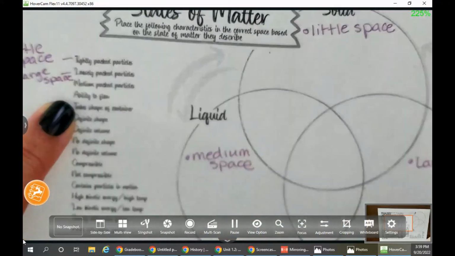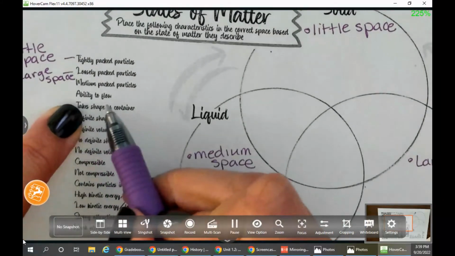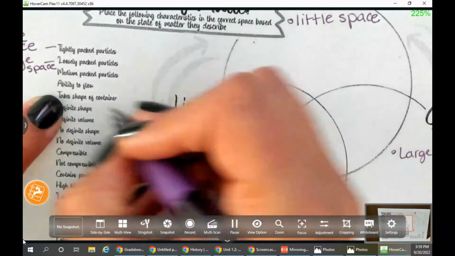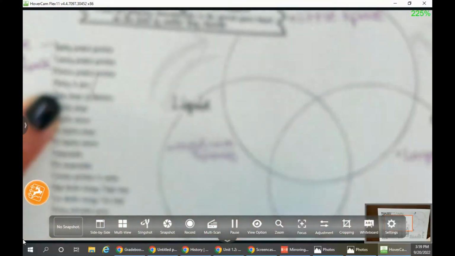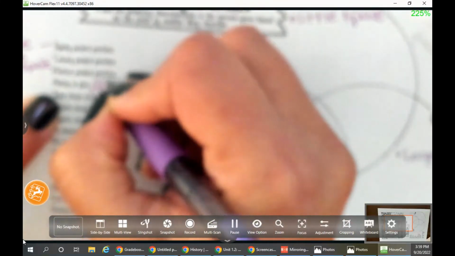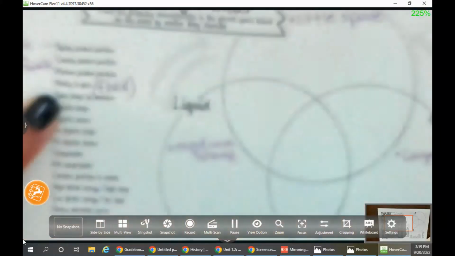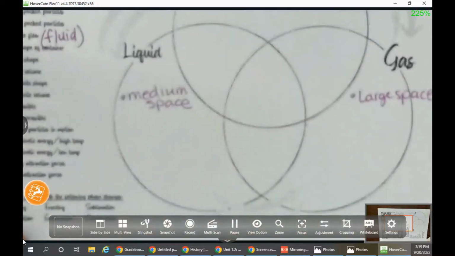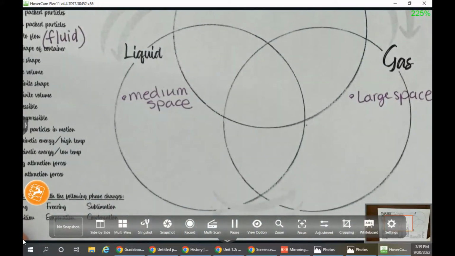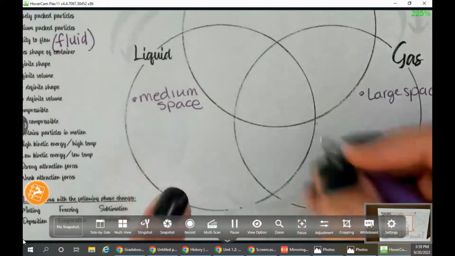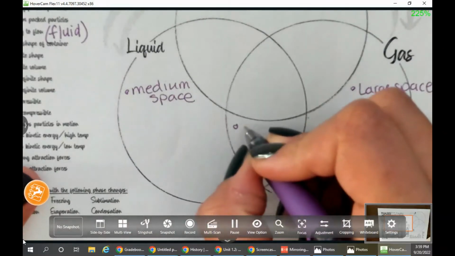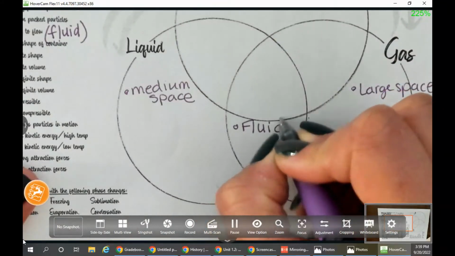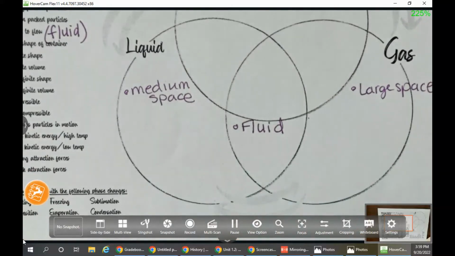Okay. All right. Next one we have is ability to flow. What is the fancy word that we're going to be using to represent ability to flow? Fluid. Good. And who is a fluid? Gas and liquid. Okay, so liquid is the one that we all remember. Gas is one that you're going to have to teach yourself, all right? So gas and liquid have particles that can flow past one another. So we're going to write fluid in that little in-between spot.